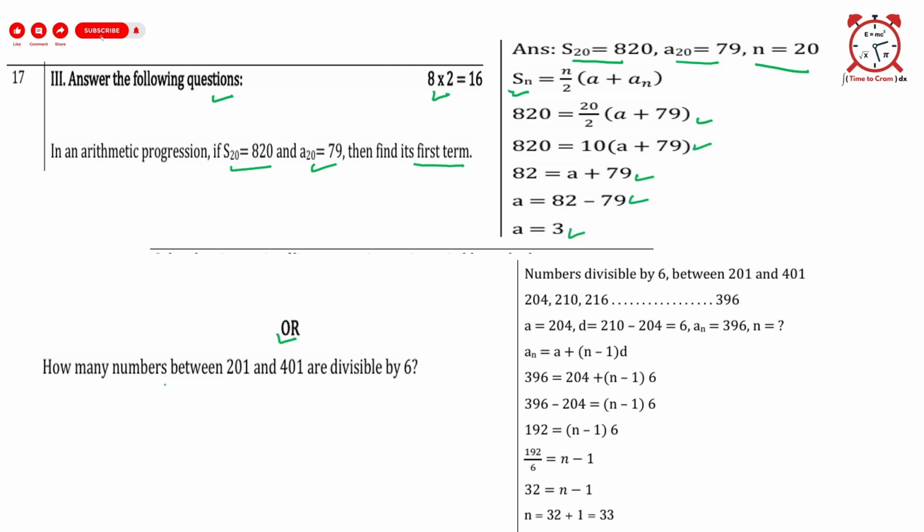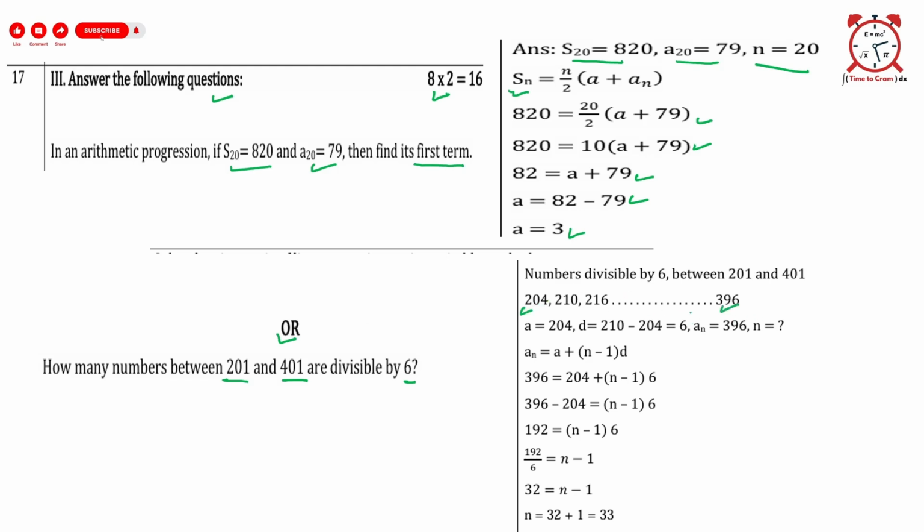Now in the OR option, they have asked how many numbers between 201 and 401 are divisible by 6. We have to manually make this arithmetic progression by dividing by the number 6. So the first number is 204 and the last number is 396.